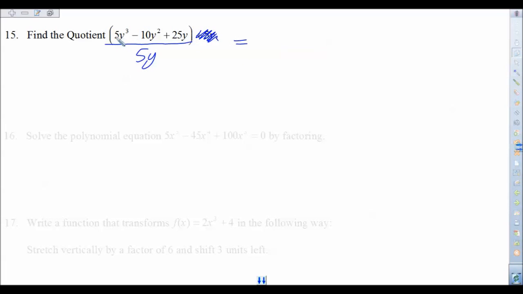Remember to reduce the power as we do so. So 5 divided by 5 is 1, y to the third and y to the first, that makes y to the second. Negative 10 divided by 5, just divide that out, you get negative 2. y squared divided by y to the first, drop it down a power. The reason we're dropping them all down by 1 is because we're subtracting 1 from each one of these up here. 25 divided by 5 would give us a 5. Notice what happens here. y to the first, y to the first, y to the 0. In other words, write down y 0 times, so it's not there anymore. So there's that answer.